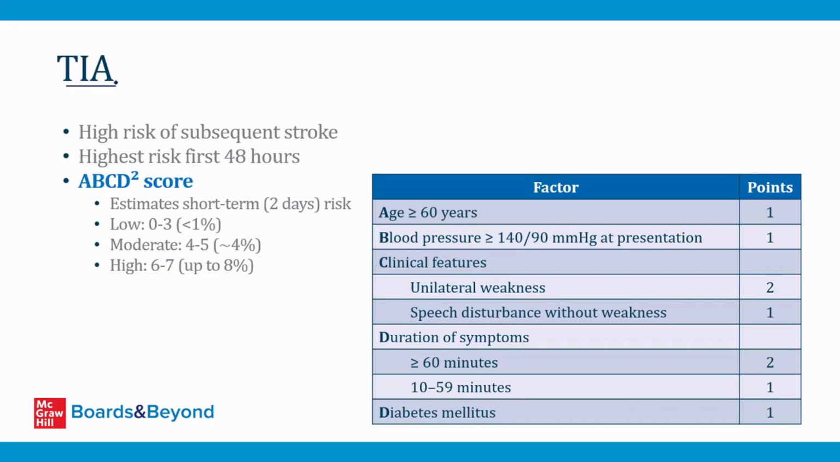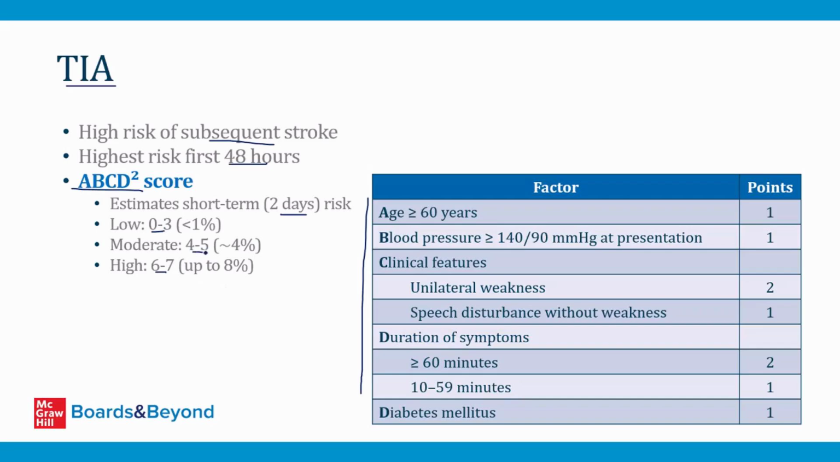So the thing to know about TIAs is that they're basically warning signs of strokes. Patients who have had a TIA are at very high risk of having a subsequent stroke, especially in the first 48 hours after the TIA. There is a scoring system used to predict the 2-day short-term risk of developing a stroke. It's called the ABCD2 score. These are the elements of that score right here. It's another point system. You total up the points. If the points are 0 to 3, that's a low risk of a subsequent stroke. If the points are 6 to 7, that's a high risk. 4 to 5 is a moderate risk.